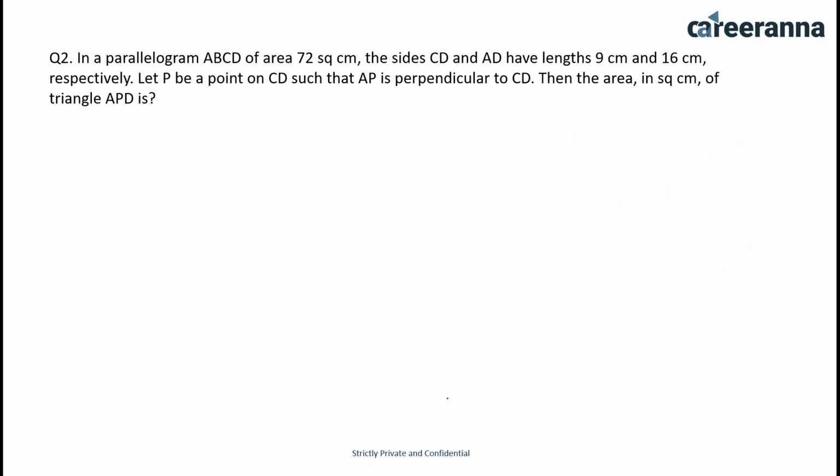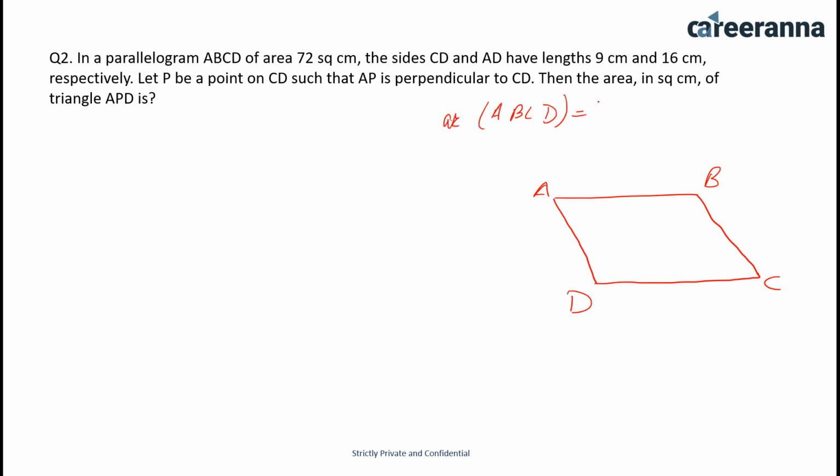In a parallelogram ABCD of area 72 square centimeter, the sides CD and AD have lengths 9 centimeter and 16 centimeter respectively. Let P be a point on CD such that AP is perpendicular to CD, then the area in square centimeter of the triangle APD is. So I have one parallelogram. Let's name it ABCD, and the area of this parallelogram ABCD is given to me as 72 square centimeter.